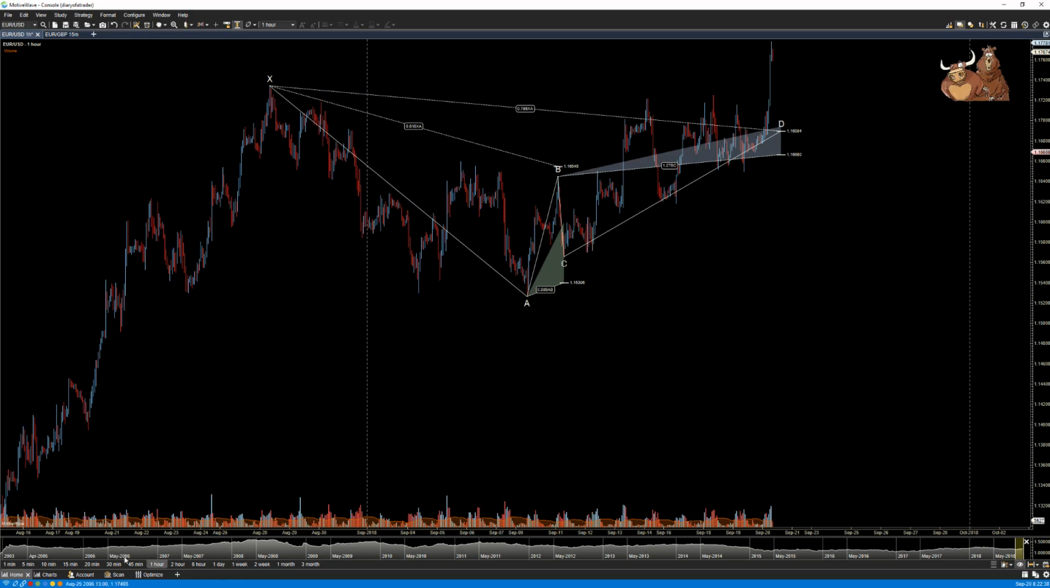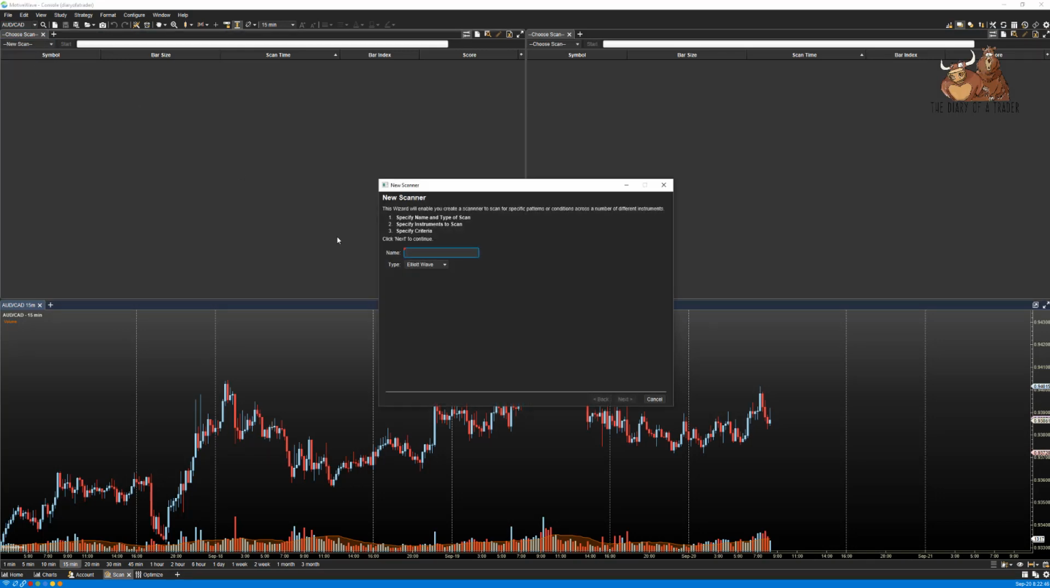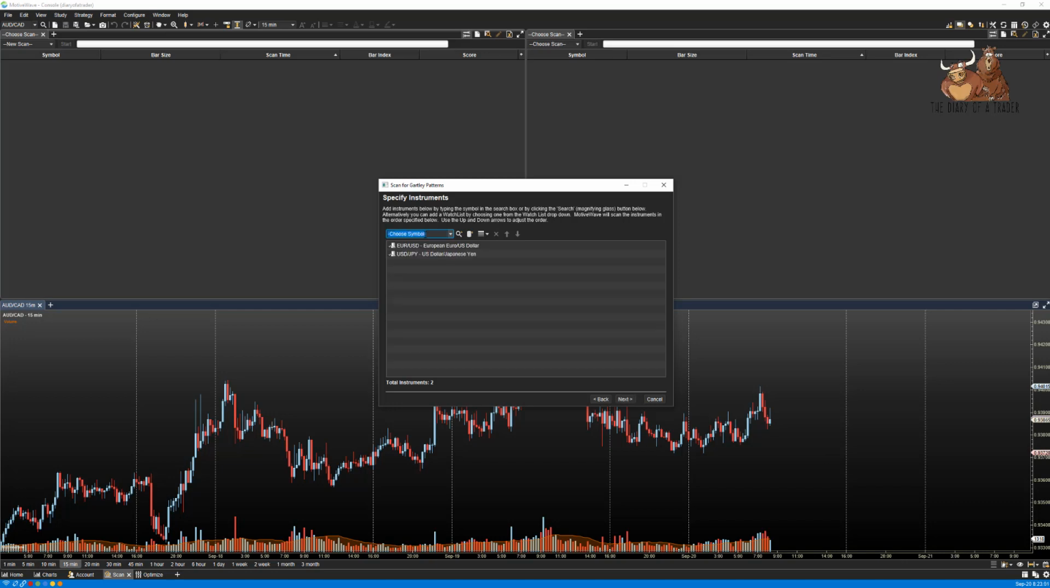And if you don't like to do that, then we can do this. This is pretty sweet. So we can go to the scan tool, and we can hit new scan, and we can call it Gartley. And then we can input some symbols. So we could do the EUR USD, USD JPY. We could do Bitcoin USD, Euro pound, pound dollar, Aussie dollar, New Zealand dollar. Let's just use those for now.